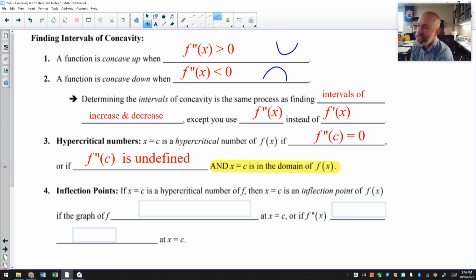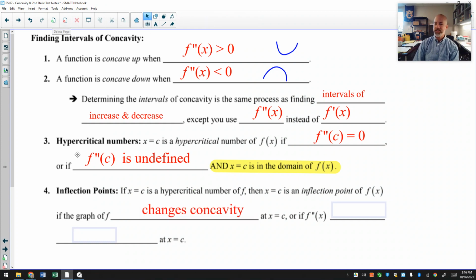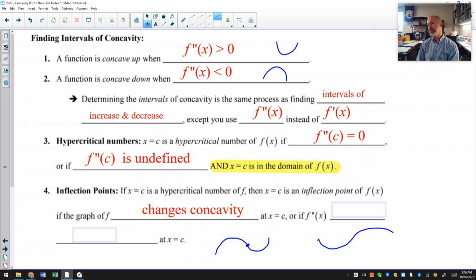If x equals c is a hypercritical number, then you have something called an inflection point if the graph of f changes concavity at that point. So if your function is concave down, and then at some point it changes its mind and decides to be concave up, that point where you transition from concave down to concave up is an inflection point. It could also be from concave up to concave down. That would be an inflection point as well.